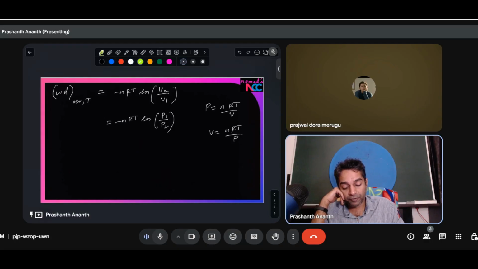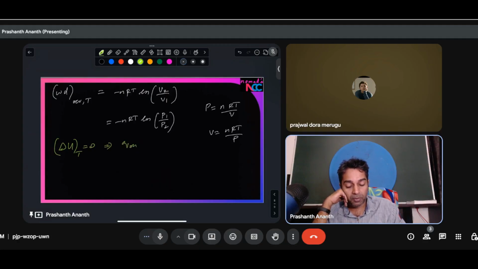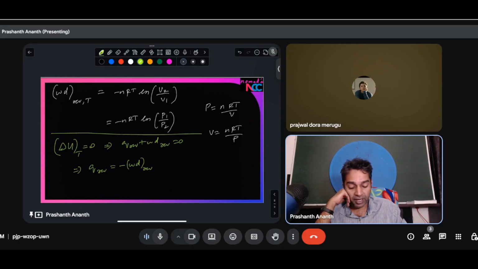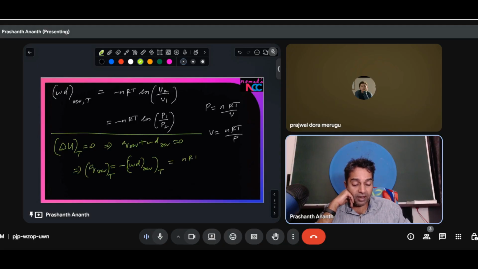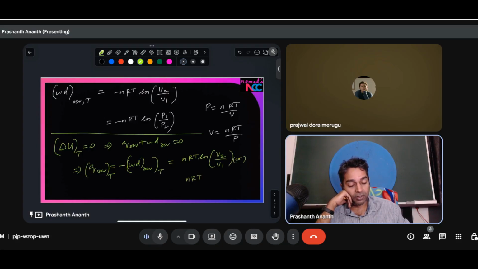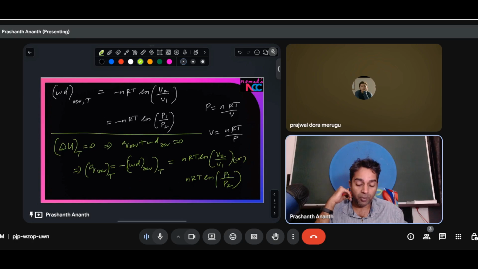Now, what is the advantage we have from here? Delta U for the isothermal process is 0. Meaning Q reversible plus work done reversible is going to be 0. So if this plus this is 0, that means Q reversible is nothing but minus of work done reversible. So if I have an isothermal process, then automatically this will be the same as minus of work done reversible isothermal, which of course works out as nRT ln of V2 by V1 or nRT ln of P1 by P2. You're clear with this so far properly?